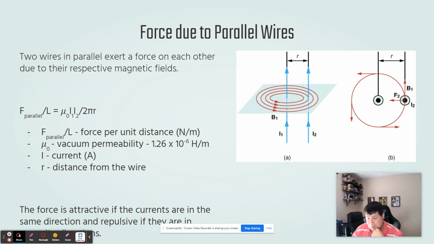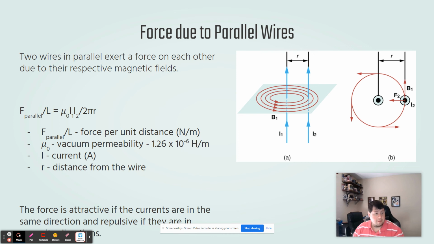Okay, the next scenario is, what if I put two wires next to each other? Well, each of the wires is going to make a magnetic field as depicted in this picture here. So each of the wires will be in the magnetic field of the other one, and that will produce a force on each wire. So there will be a force between those wires, and we call it F parallel. Two wires that are parallel to each other exert a force. Now, we actually don't calculate the actual force. We typically think about the force per unit distance, which takes into account how long the wires are.